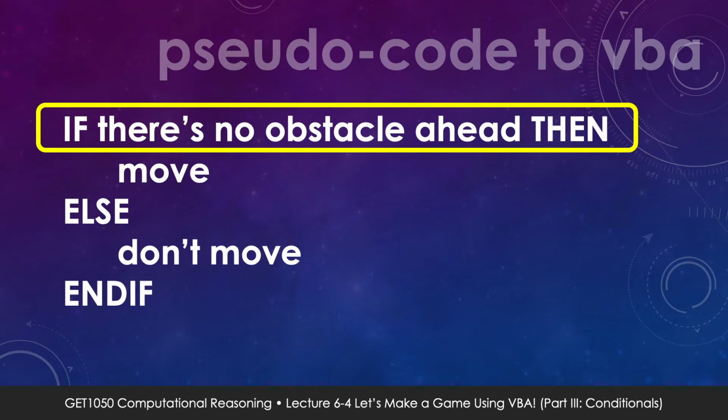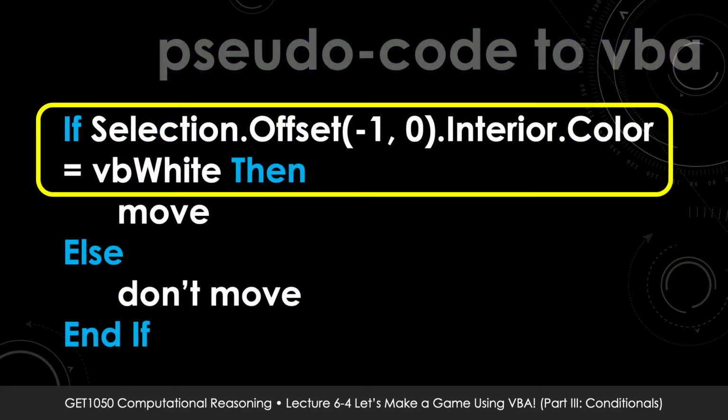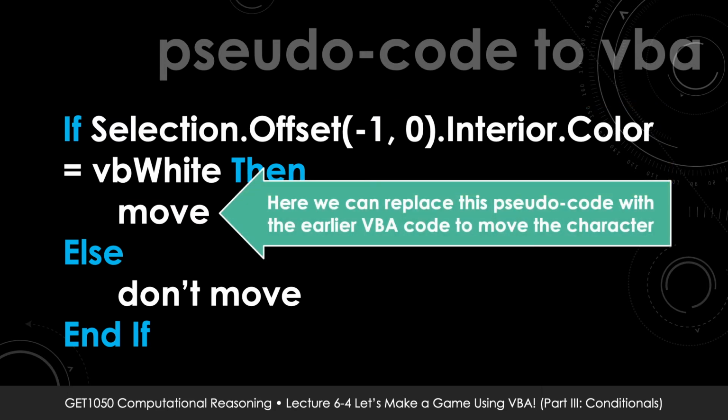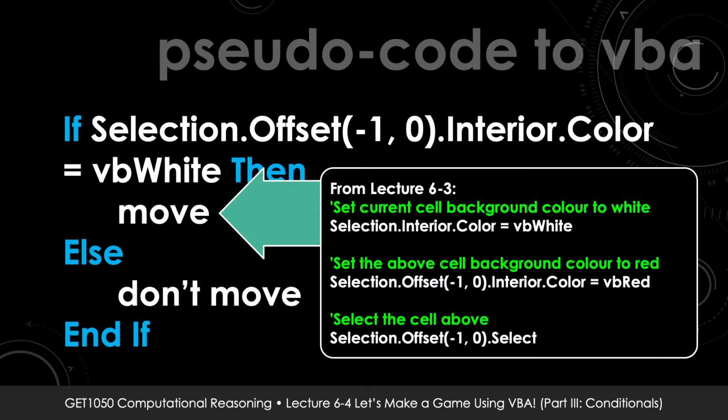We want to see whether there's no obstacle, right? If no obstacle, then move, right? So if selection.offset(-1, 0).interior.color is vbWhite, then move. Else, that means it's not white, don't move. Okay. So how can we put that into VBA code? We can do something like this, yeah?